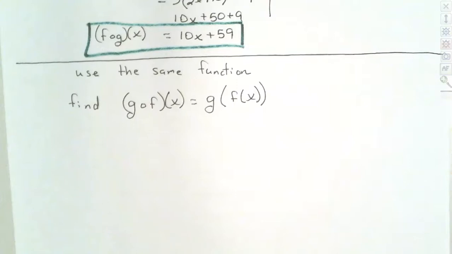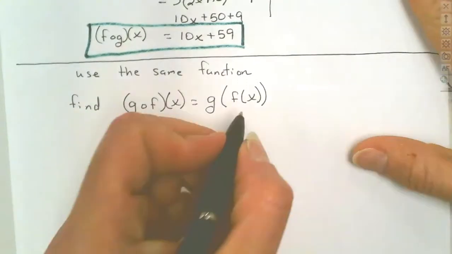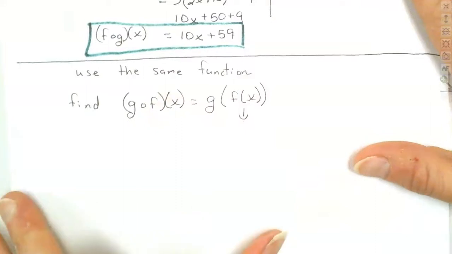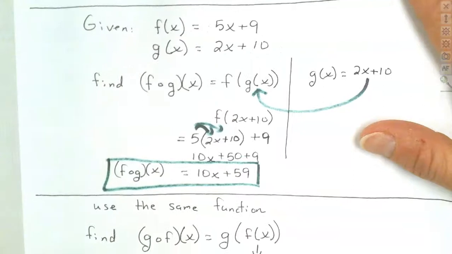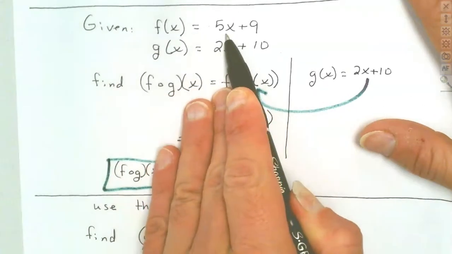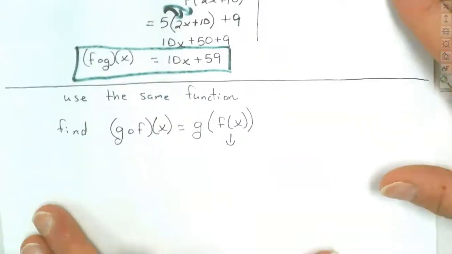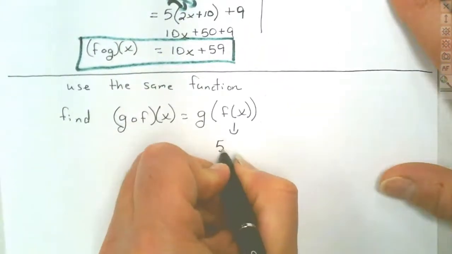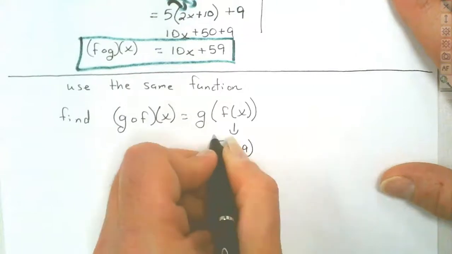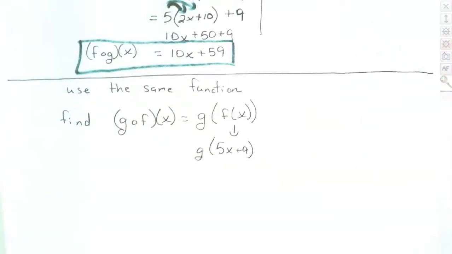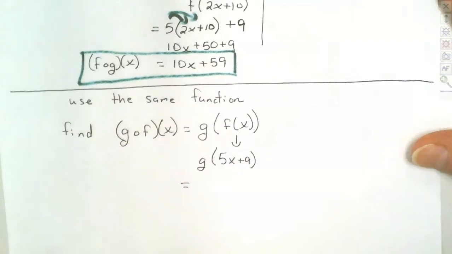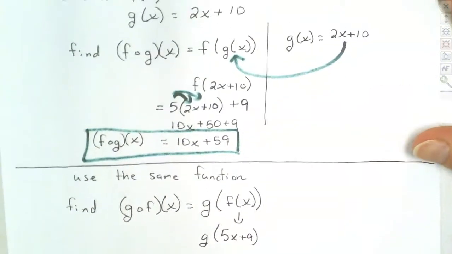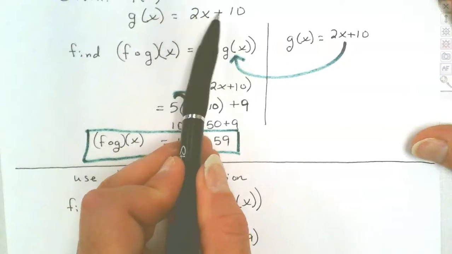We use the same process we did a moment ago. First things first, we find our f function. What is our f function? If we go back up and look, our f function is on the inside, and that's 5x plus 9. So that's going to come down inside the parentheses. And now we're using the g function. So now we go to the g function, and we're going to write out that g function, which is right here, which is that 2x plus 10.